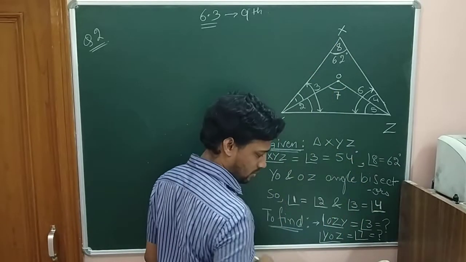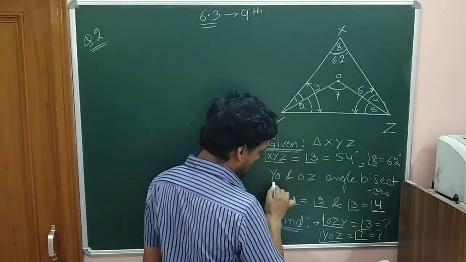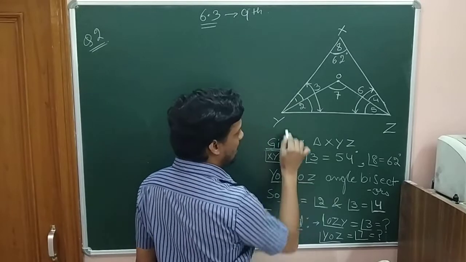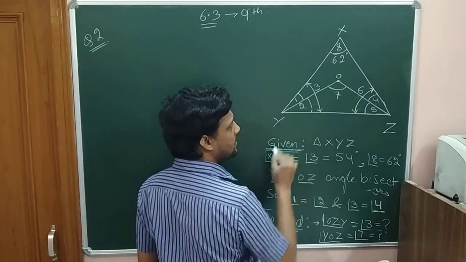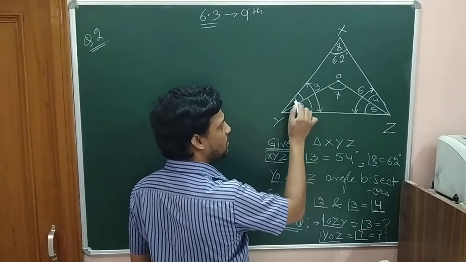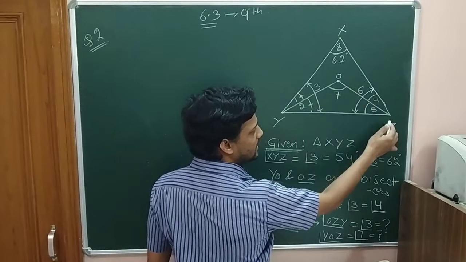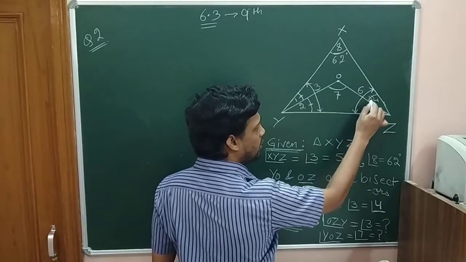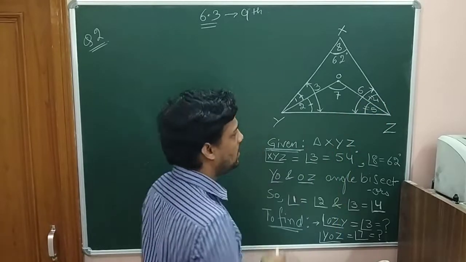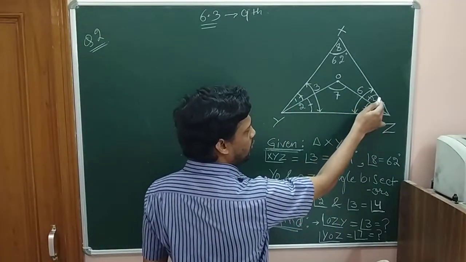XYZ is a triangle. OY and OZ are the angle bisectors. What is an angle bisector? It means angle 1 is equal to angle 2, and OZ is also an angle bisector, so angle 4 equals angle 5.